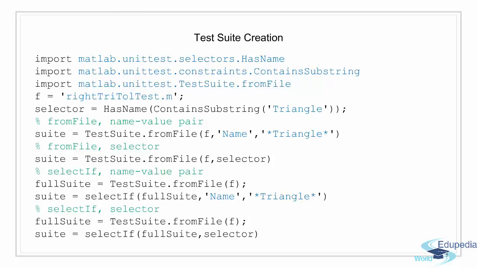The code looks something like this. Again, similar to script-based testing, there is a selector based on the name, and then using testsuite.fromFile, I pass the name-value pair of name and triangle, or I can use fromFile with the selector. So both ways work. All these 4 ways are also valid in the case of function-based unit testing as well.